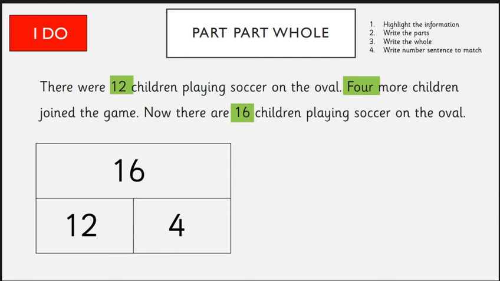The last thing we need to do is to write the number sentence to match. The number sentence for this part whole model is 12 plus 4 is 16. There were 12 children playing soccer, 4 more students or children came along to play, and now there are 16 children playing soccer all together. This is our part whole and number sentence to match the story. Let's have a look at another one, and you wait and watch while I complete the I do.